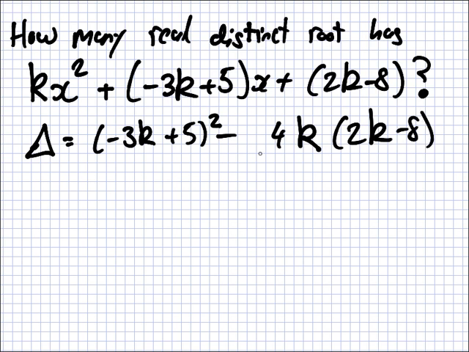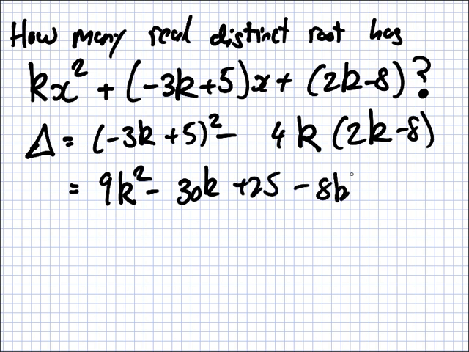Yeah? Now I really have no choice but to open these brackets. That'll be 9k squared, won't it, minus 30k, plus 25, minus 8k squared plus 32k. So it will be just k squared? Will it just be k squared? Oh yeah, k squared, plus 2k plus 25.